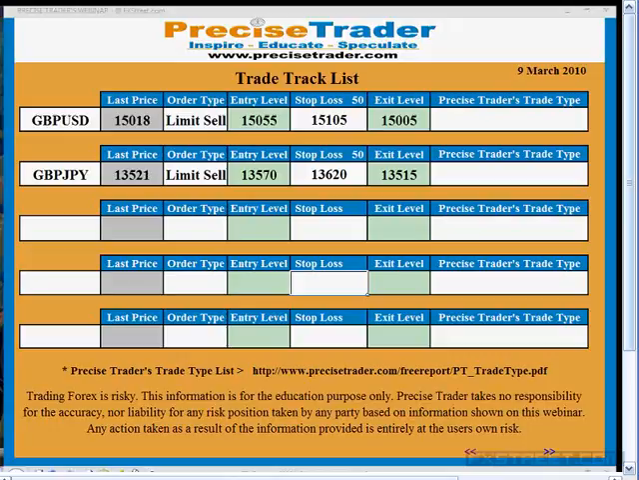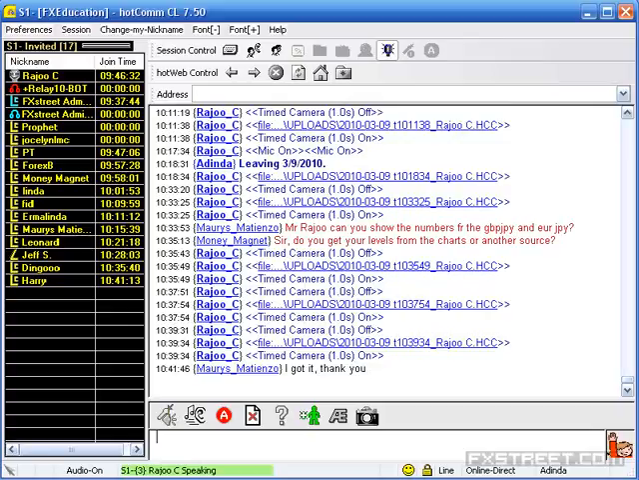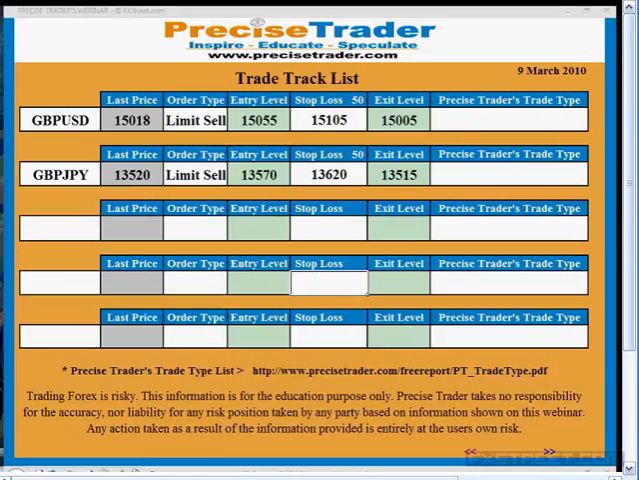And for the euro yen, we have 123.40 as our resistance zone 1, and support zone 1 is 122.80, right? So these are the two levels, because the report is not ready yet. So that's the thing. Okay, do you get your levels from the chart or another source?